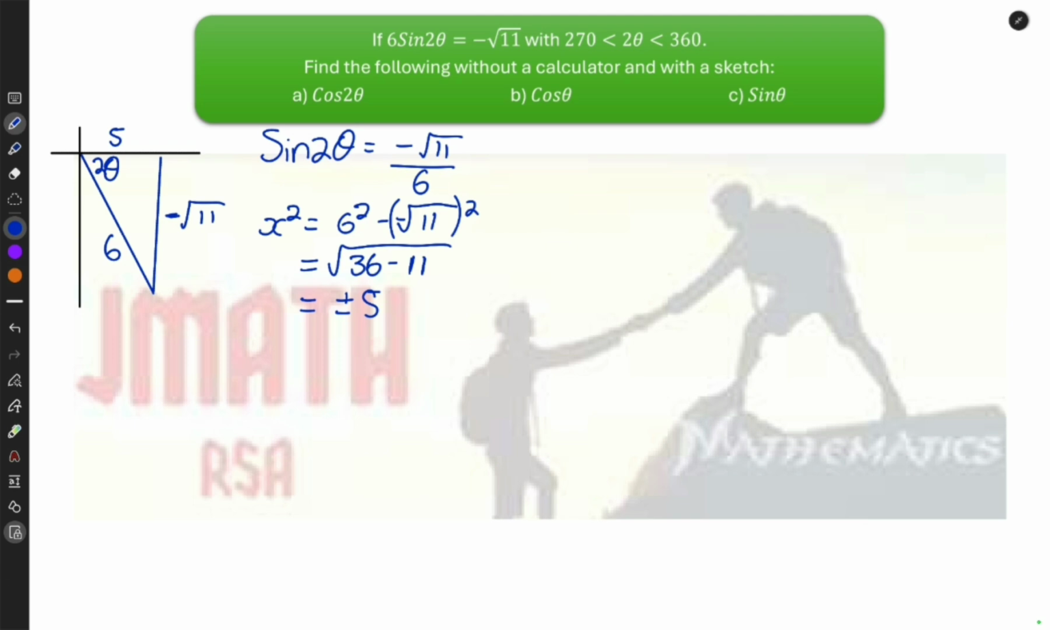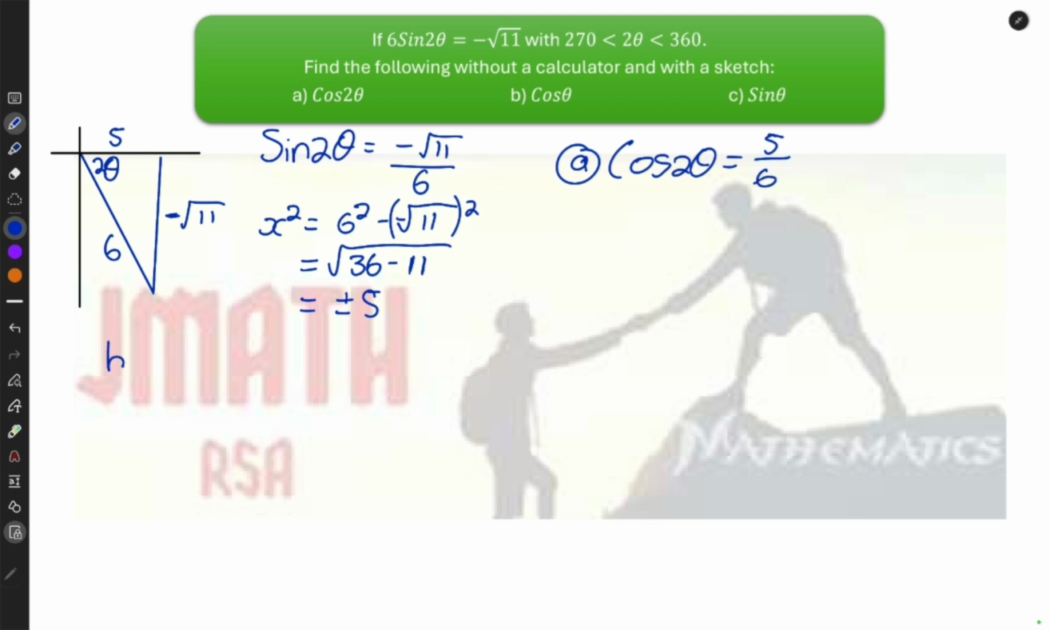So in question A, they just asked me cos 2 theta. So very important. The triangle is already a 2 theta, so I don't need to use any formulas or double angles or anything. I can just tell them I know that cos 2 theta is equal to, and then adjacent over hypotenuse, so 5 over 6. That's it. That's all I need to do for question A.